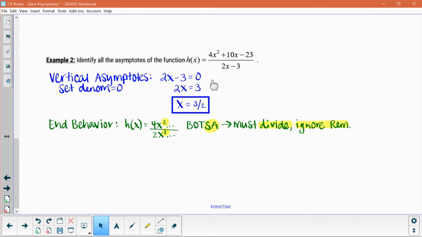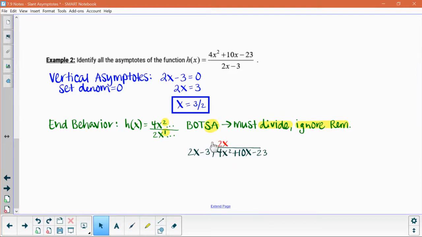I have to do long division, so I'm going to go ahead and set that up. I have 2x minus 3 dividing 4x squared plus 10x minus 23. First thing I have to ask myself is, what do I multiply 2x by to make 4x squared? And the answer is 2x.